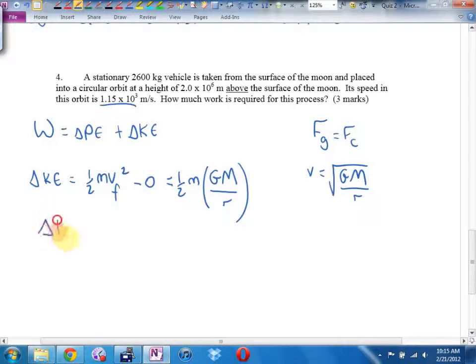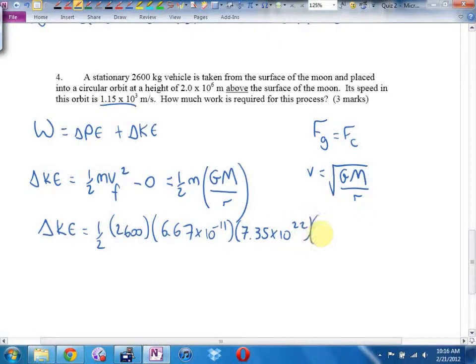The change in kinetic energy is going to be a half times 2600 times 6.67 times 10 to the negative 11. I have no idea what the mass of the moon is. Can somebody look that up or read it to me? Divided by, and I have no idea what the radius of the moon is. Mitchell, what's the radius of the moon? 1.74 times 10 to the 6.